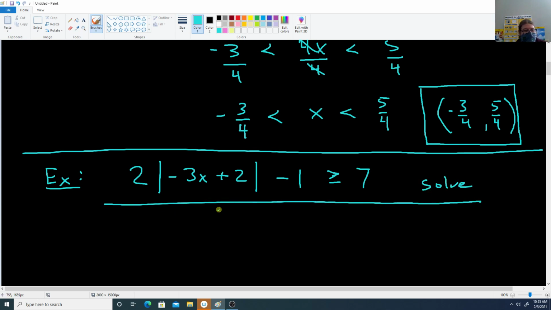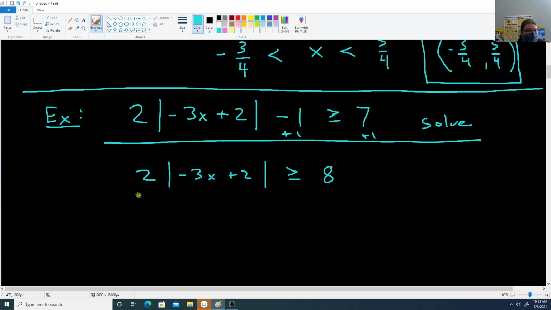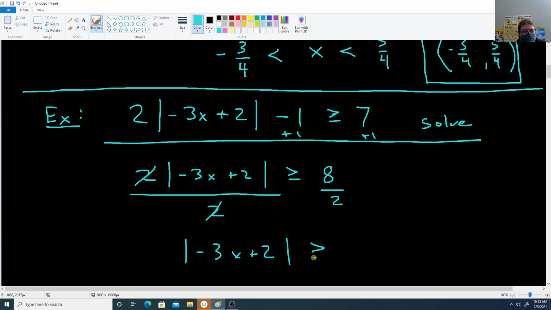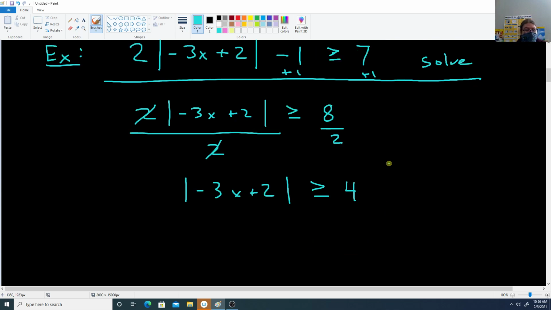So step 1, get the absolute value by itself. We'll add the 1 across first. So we'll get 2 absolute value of negative 3x plus 2 is greater than or equal to 8. We'll divide both sides by 2 because our goal is to get the absolute value part completely by itself. That'll leave me absolute value of negative 3x plus 2 is greater than or equal to 4. So this time, the absolute value is the larger part. The absolute value is greater than or equal to 4, so 4 will be on the smaller part of the inequality. So this one splits up into 2 inequalities.